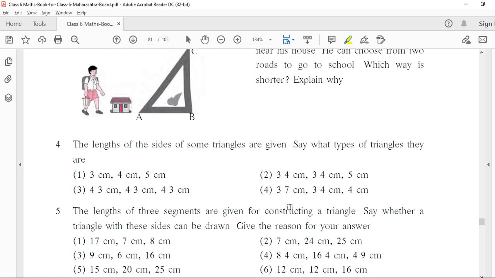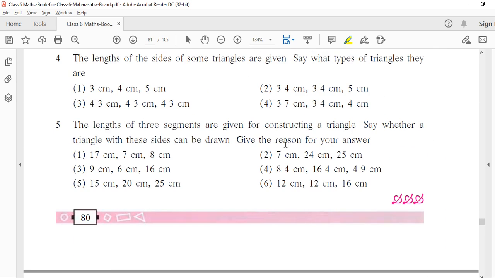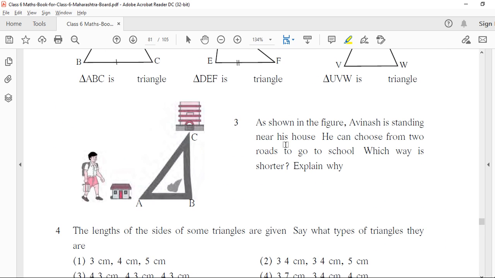Okay, now let us move to sum number 3. As shown in the figure, Avinash is standing near his house. He can choose from two routes to go to school. Either he can go from here to here, or he can go from here to here. Okay, which way is shorter? So we have to tell which way is shorter. So we can directly see from the diagram that this way is shorter.